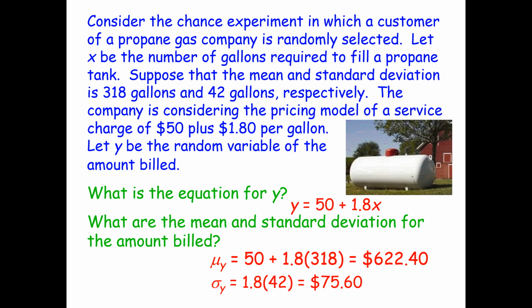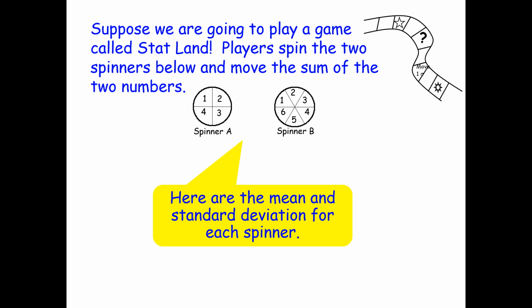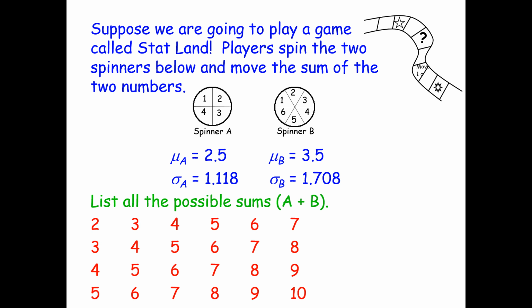Let's look at another example. Now suppose we're going to play a game called Statland, and players spin the two spinners below and move the sum of the two numbers. So here are the mean and standard deviations for each spinner. So we're going to list all of the possible sums of A plus B. So we can get 2, 3, 4, 5, 3, 4, 5, 6, 4, 5, 6, 7, 5, 6, 7, 8, 6, 7, 8, 9, 7, 8, 9, 10.